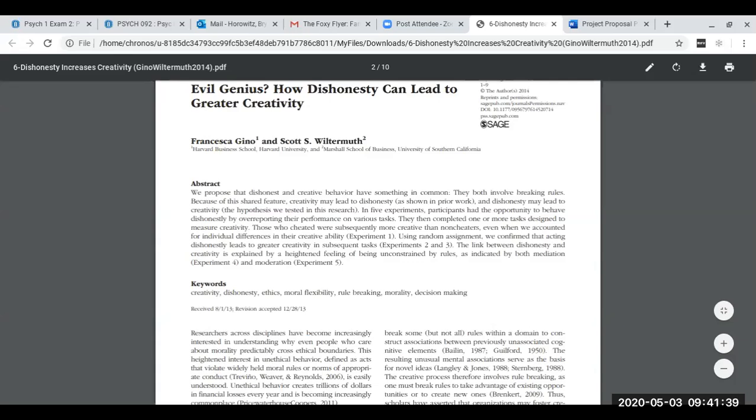They then completed 1 or more tasks designed to measure creativity. Those who cheated were subsequently more creative than non-cheaters, even when we accounted for individual differences in their creative ability. Experiment 1. Using random assignment, we confirm that acting dishonestly leads to greater creativity in subsequent tasks. Experiments 2 and 3. The link between dishonesty and creativity is explained by a heightened feeling of being unconstrained by rules, as indicated by both mediation, experiment 4, and moderation, experiment 5.